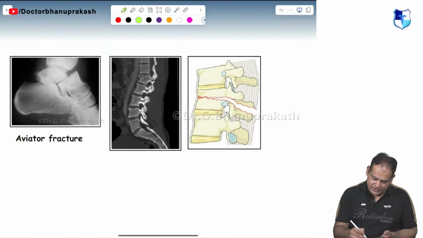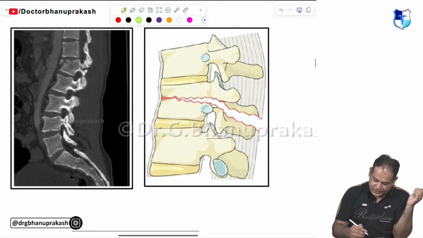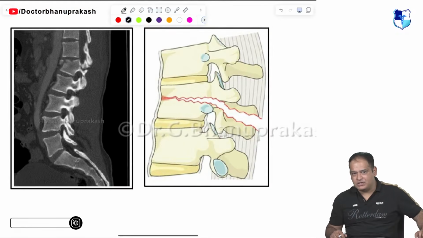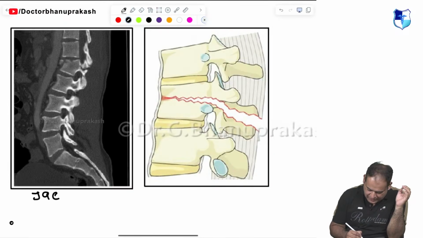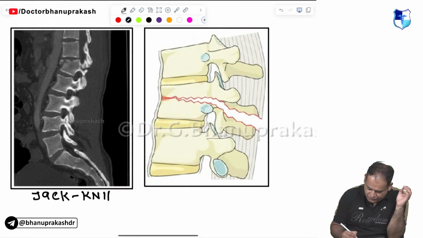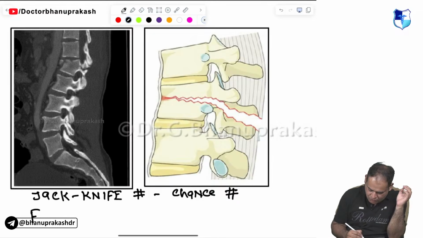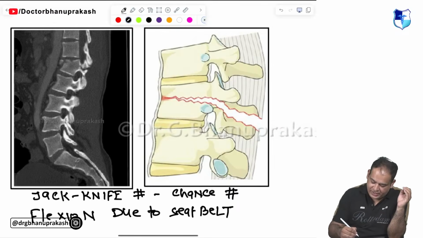Aviator fracture. Aviator fracture is fracture of talus. Now this fracture, very, very important. This is a PYQ, came this year, NEET PG. Fine. Now what is this fracture? This fracture is called jackknife fracture. This is also called chance fracture. Now, what is the mechanism? Mechanism is flexion due to seat belt.